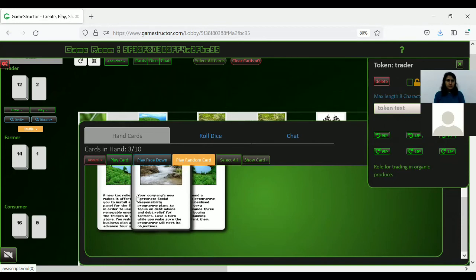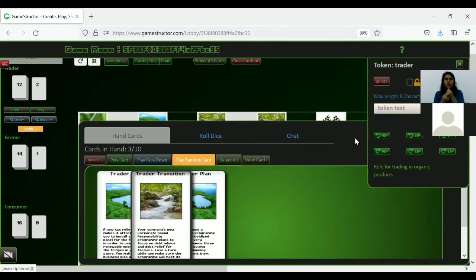Hang on. Here, your company's new corporate social responsibility program plans to focus on debt advice and debt relief for farmers. Lose a turn while you make sure the program will meet its objectives. Aha, so you are going to lose a turn, means you can't play next time. Can you comment on this scenario? So you have CSR, you want to focus on debt relief for farmers. And so why would you lose a turn?